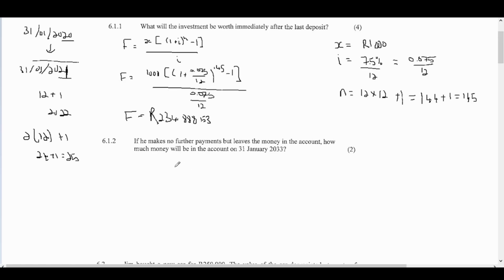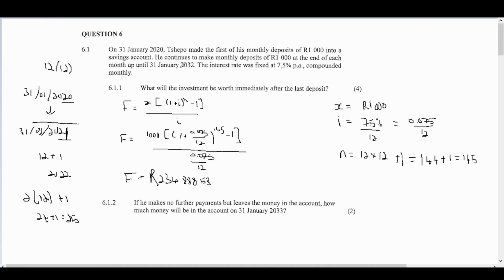6.1.2 If he makes no further payments but leaves the money in the account, how much money will be in the account on the 31st of January 2033? So the time period is just a year later, which is again January to January, so it's 13 months.